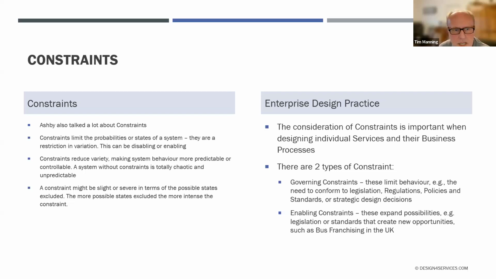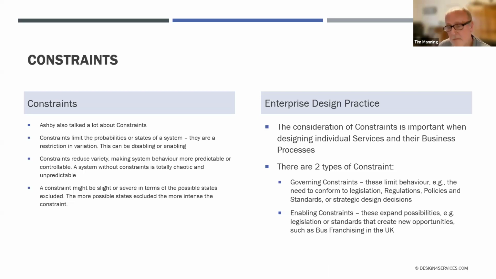Constraints. Again, this is mainly Ashby, but others. Dave Snowden is very big on constraints, the concept of constraints. So when we're designing services, we think about the constraints that apply. They're generally defined as two types. Governing constraints are those that limit behavior, so the need to conform to legislation, regulations, policies, use of standards, and strategic design decisions that have been made that then constrain the design of the service. And then you have enabling constraints that actually expand the possibilities.